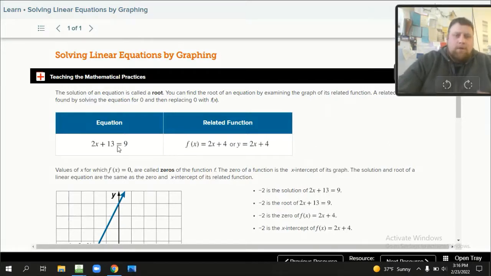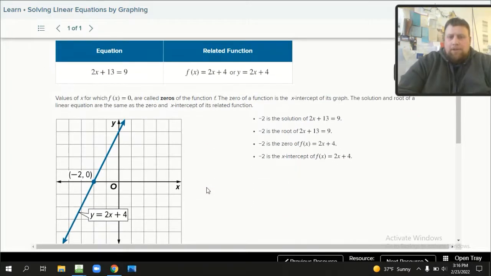Okay? So if you take any equation like this, 2x plus 13 equals 9, all we got to do is subtract that 9 over. What's 13 minus 9? It's 4. So then f of x equals 2x plus 4. That's all a related function is, guys. Don't let it be confusing. And here's what's cool. When we know what an equation is, we set it equal to 0 on purpose so that we could solve for it.